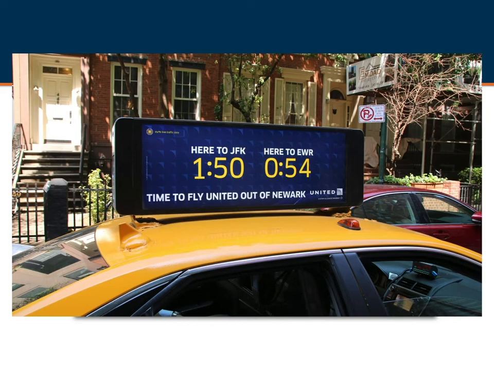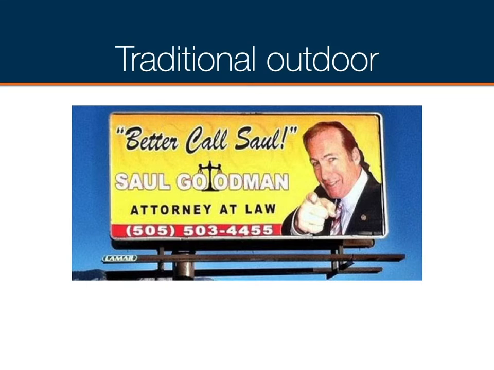This one I think is fairly clever. It's for United Airlines, and it's promoting Newark, which is one of their hubs, Newark, New Jersey. And so what they have are electronic displays on taxi cabs that are linked to GPS. And so wherever that taxi cab is in New York City, it can show you the amount of time that it would take you to get to JFK versus the amount of time that it would take you to get to the Newark airport where United has their hub. So it's time to fly United out of Newark. The only downside to that is you have to go to Newark.